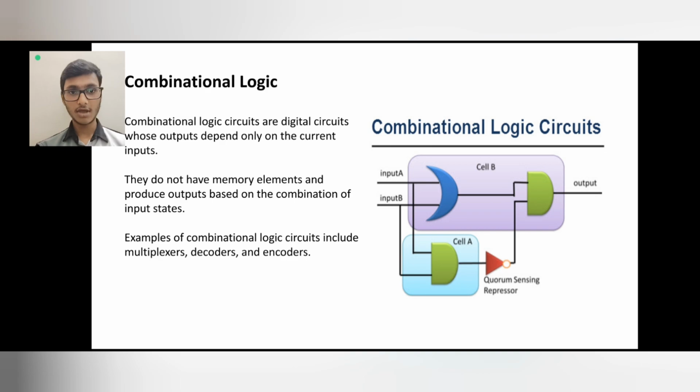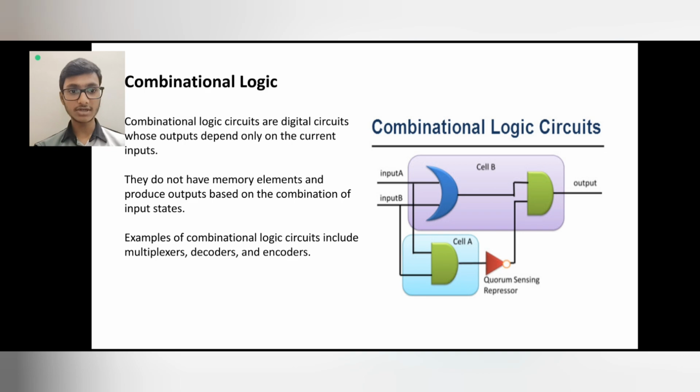Combinational logic. Combinational logic circuits are digital circuits whose outputs depend only on the current inputs. They do not have memory elements and produce outputs based on the combination of input states. Even these combinational logic gates do not have clock signals. Also, they do not have memory representation. So whatever is the input, there will be an output, and they do not depend on the past representations of input and output. So they change according to the input.